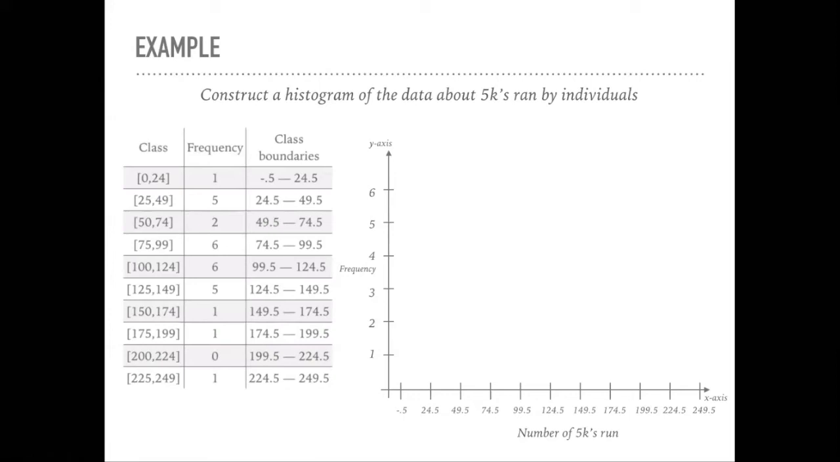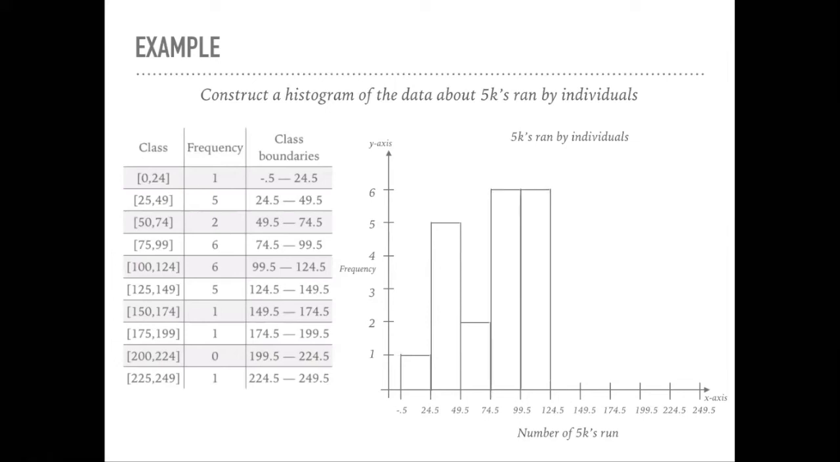Now, this graph should probably have a title. This is about the 5Ks that were run by individuals. And now we can start going ahead and drawing in our vertical bars. And our vertical bars, we want to make sure that they are always touching, and that their height corresponds with the frequency for that class.